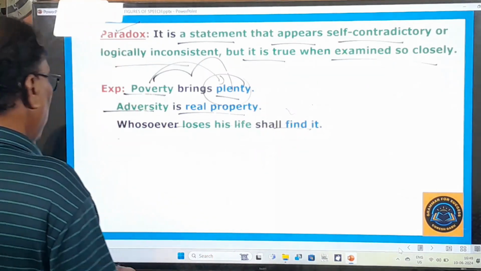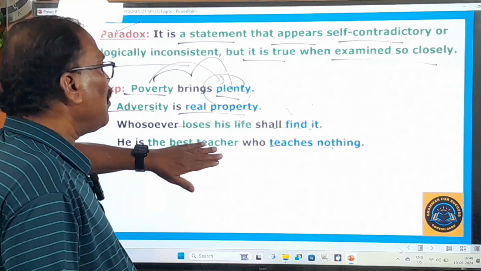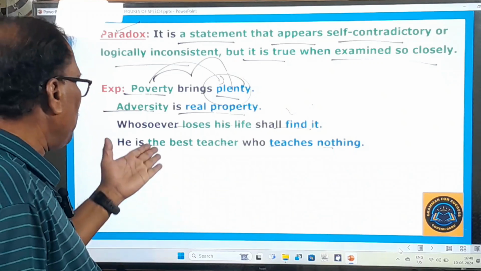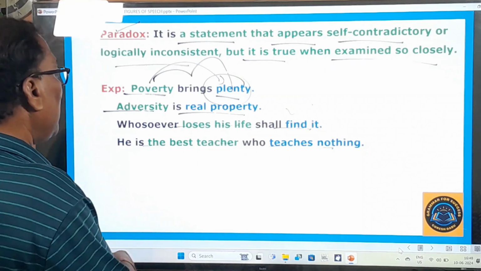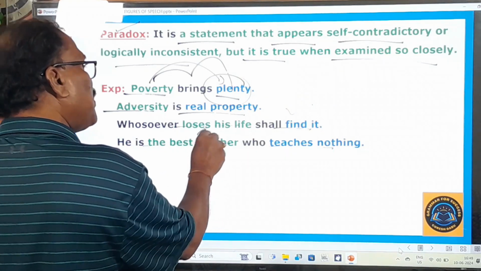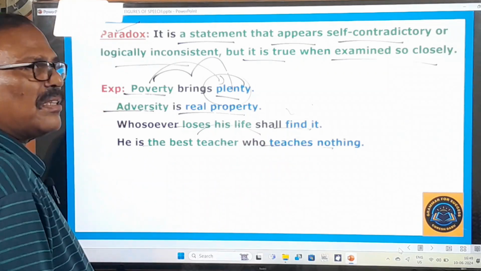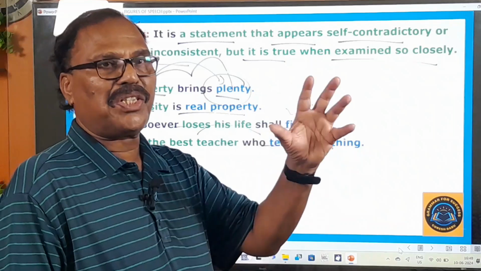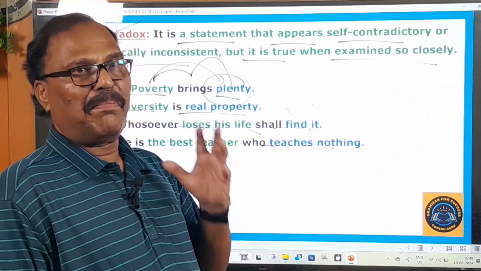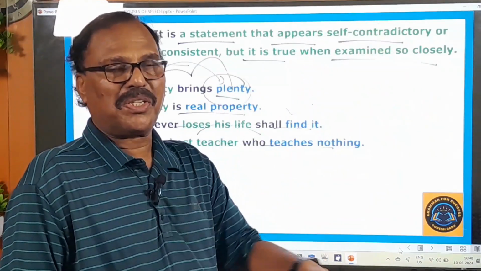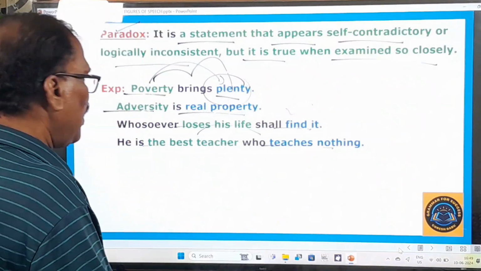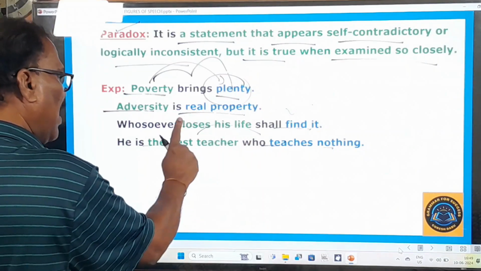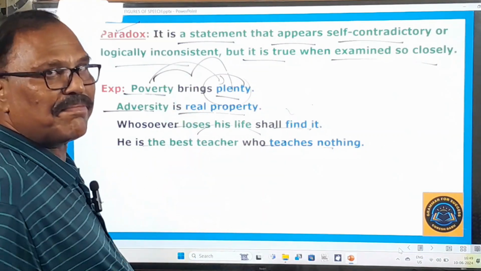He is the best teacher who teaches nothing. When you look at this sentence for the first time, you say, what is this meaningless sentence? But here there is a lot of meaning. That is the best teacher who teaches nothing. What does he do? He will only inspire. A good teacher will teach. The best teacher will inspire the students, motivate the students. So he teaches nothing, but he motivates the students. He inspires the students, and that's why he's the best teacher.